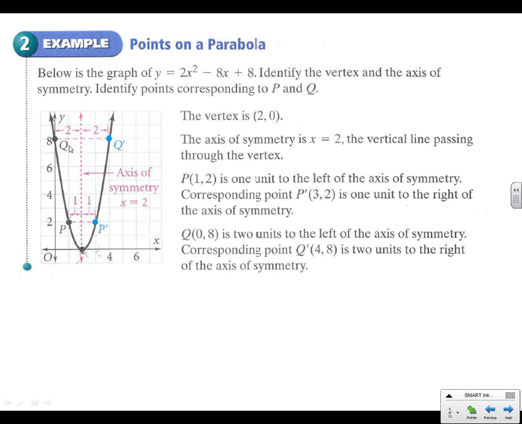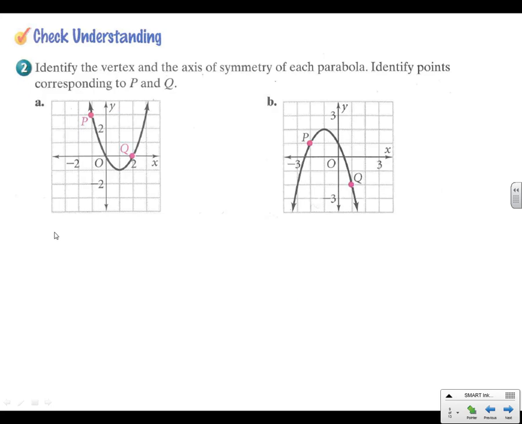All right, and then Q is 0, 8. That's 2 to the left of the line of symmetry. So Q prime would have to be 2 to the right of the line of symmetry. So that takes us over to 4, and the height is 8. So 4, 8. Your turn. See if you can answer those types of questions for A and B.